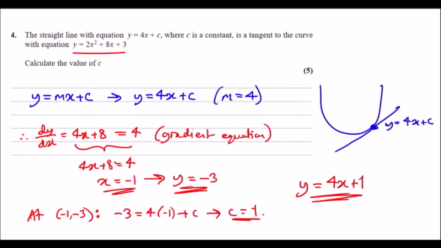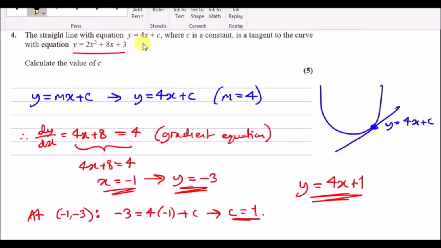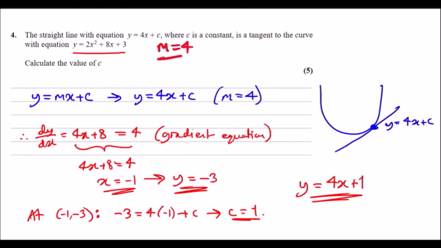So, number 4. The straight line with equation y equals 4x plus c. So notice here that you have a gradient already, with m equals 4. Where c is a constant, is a tangent to the curve of equation y equals 2x squared plus 8x plus 3. So here's a quadratic. Okay. Now they want us to find the value of c.